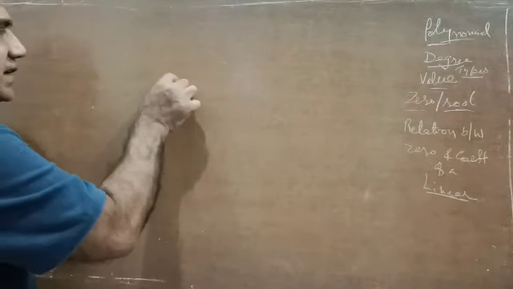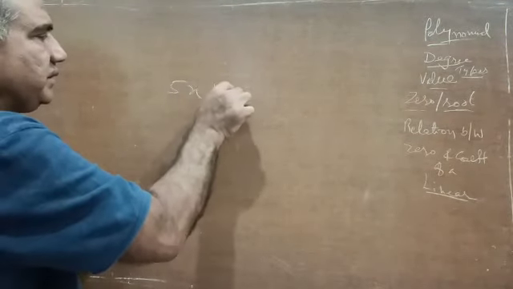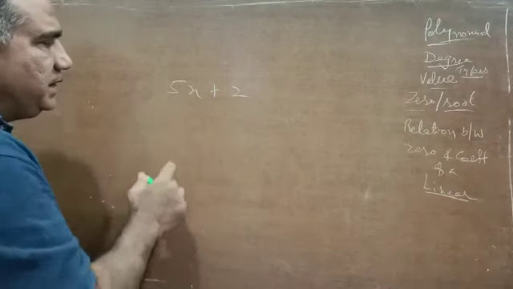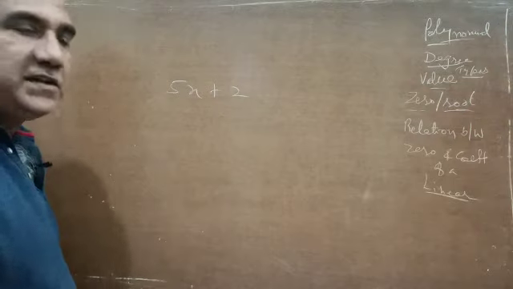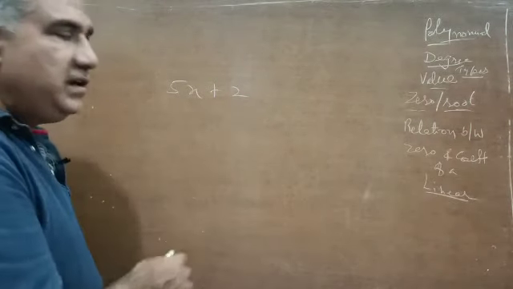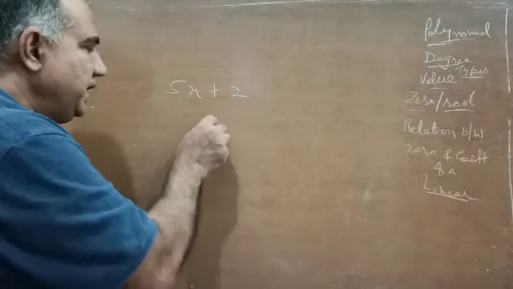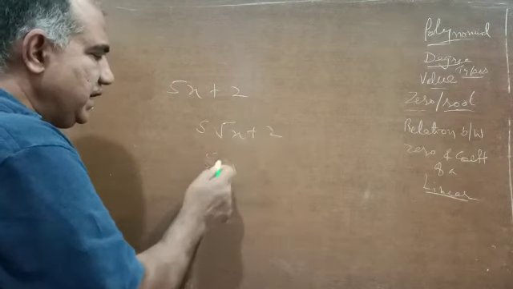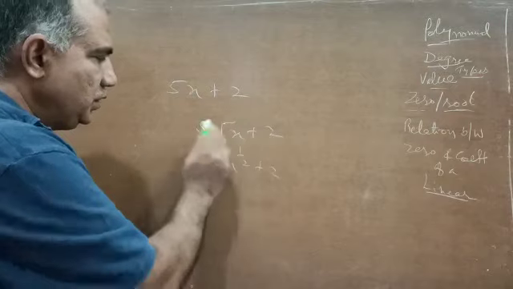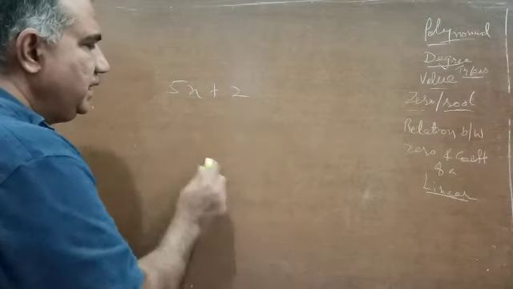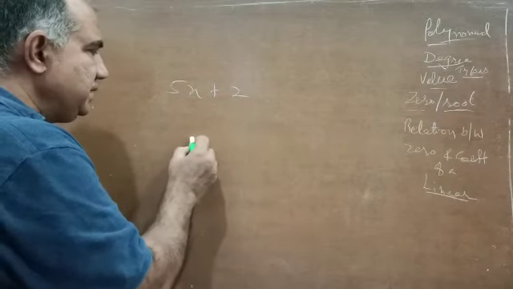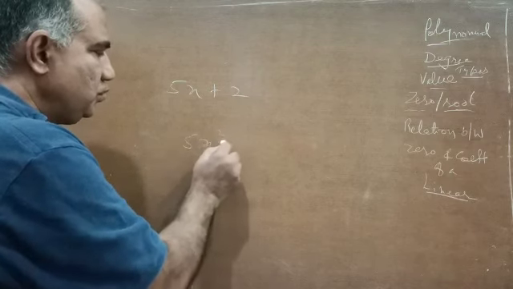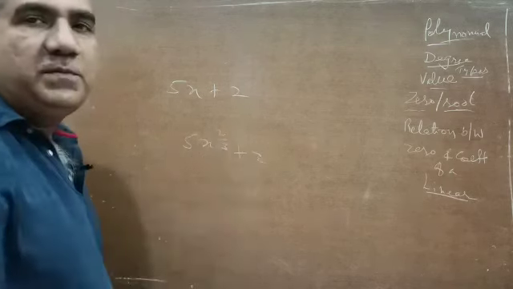See, if I write 5x plus 2, here x is the variable and the power is 1, so it is non-negative, non-fractional. This means this is a polynomial. If I write 5 under root x plus 2, then this becomes 5x raised to the power 1 by 2, plus 2, so this is not a polynomial. If I also have 5x raised to 2 by 3 plus 2, this is again not a polynomial.